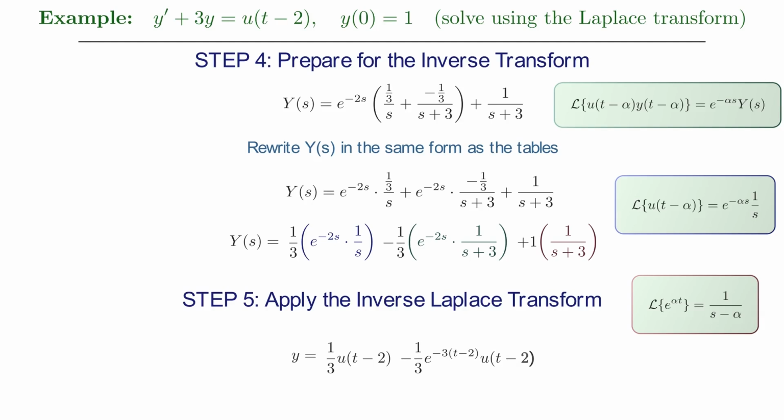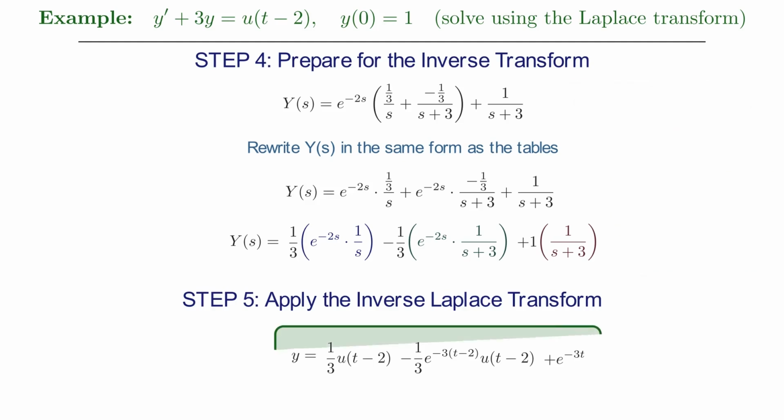And then for the last one, we have the inverse Laplace transform of 1 over s plus 3, which is e to the minus 3t. And this gives us the final answer.